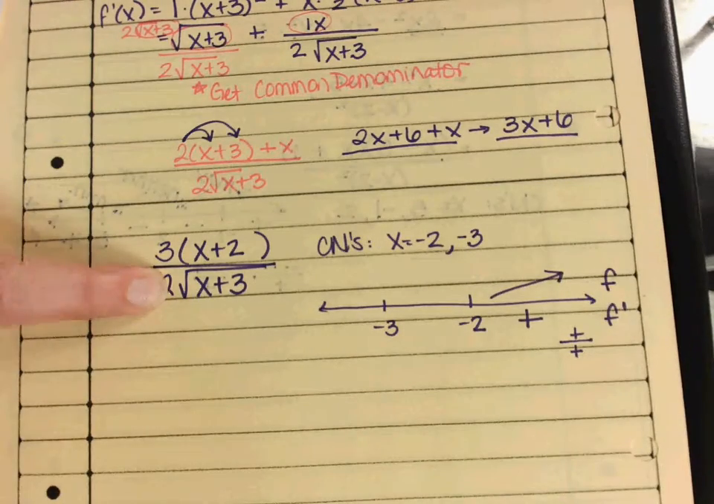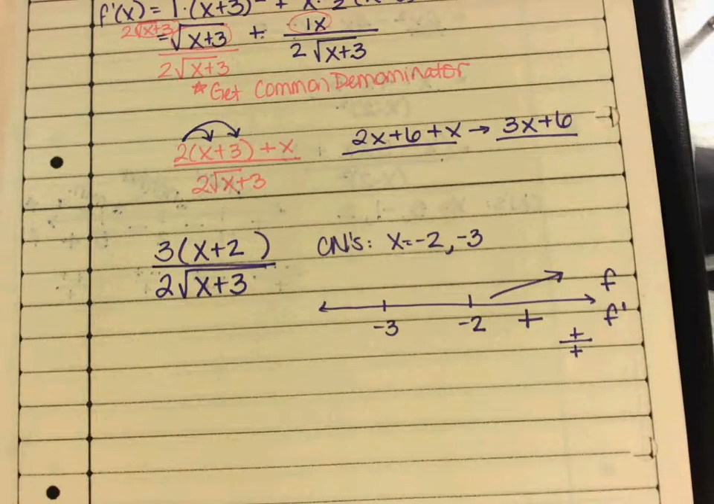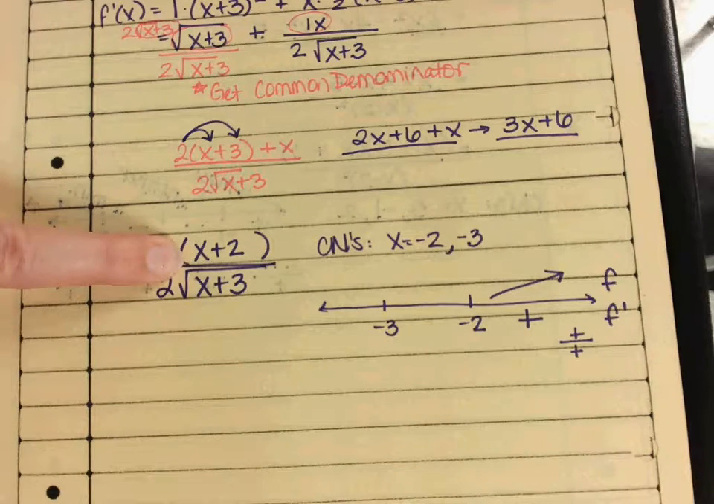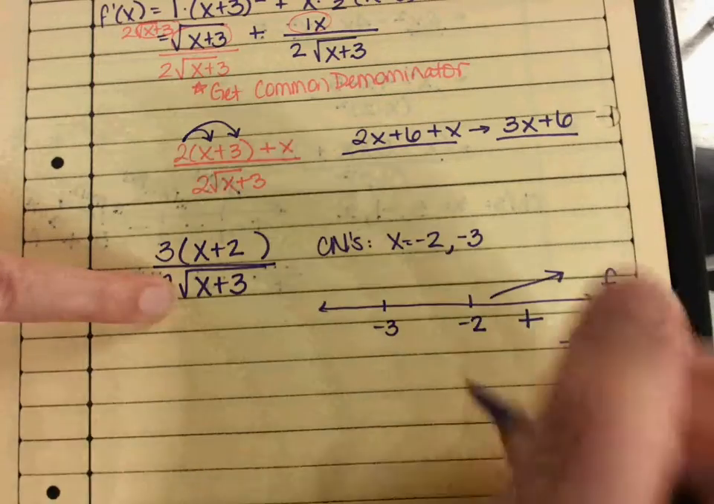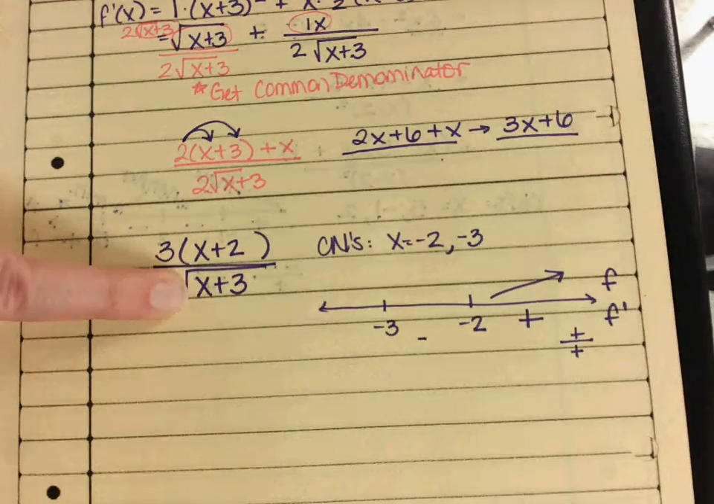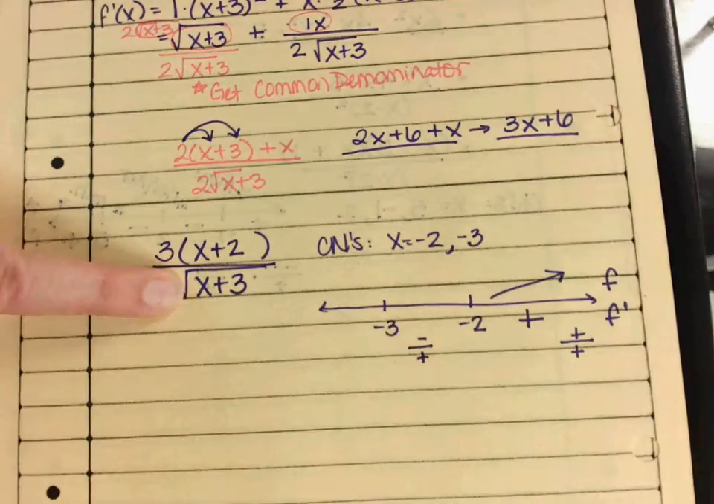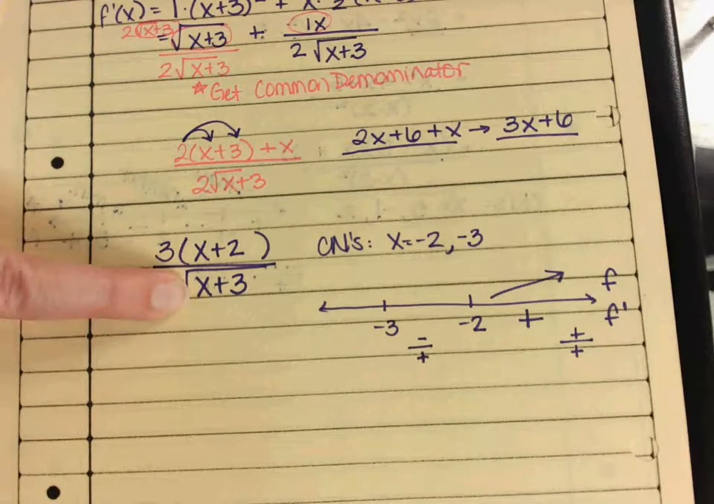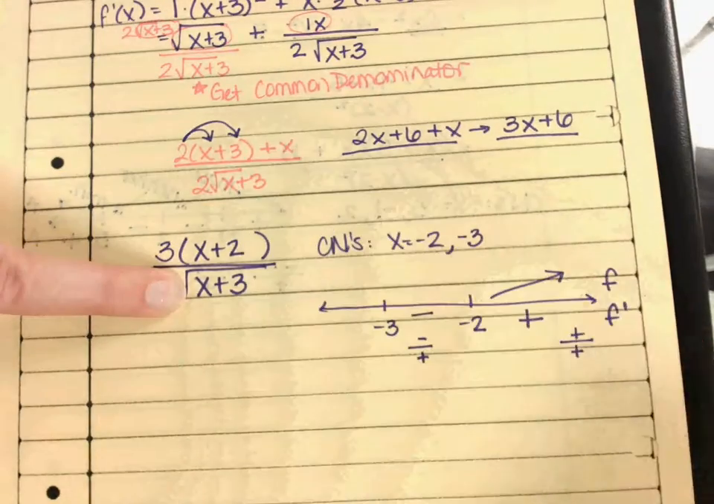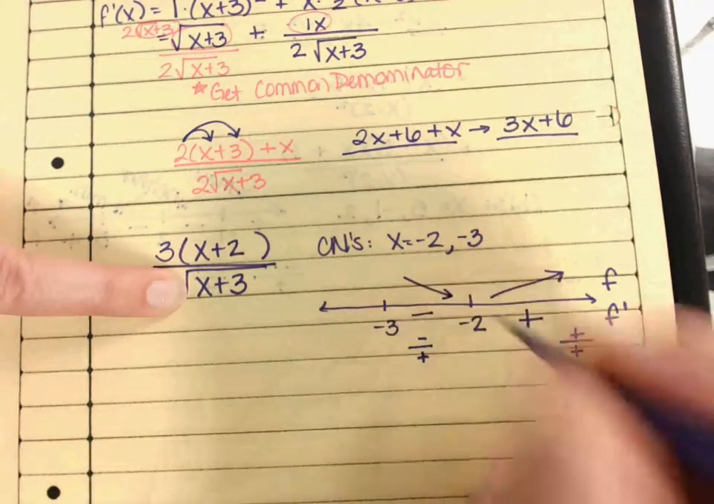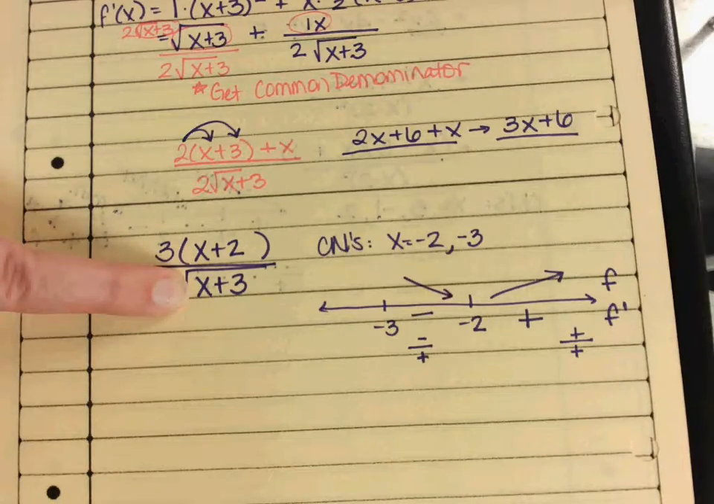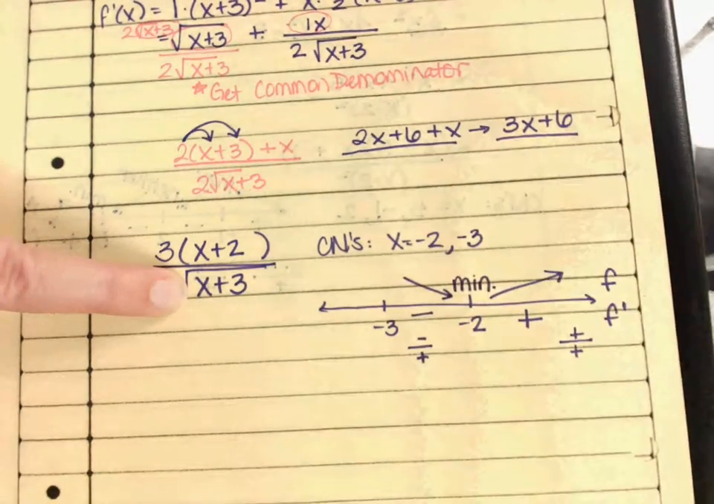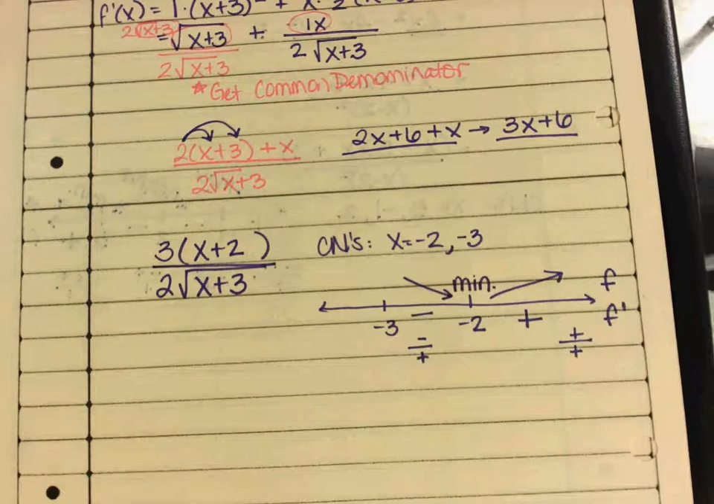Increasing. Okay, between negative 2 and negative 3, I'm going to pick negative 2.5. Question? No? Okay, on top, what is negative 2.5 plus 2? Negative. On bottom, what's negative 2.5 plus 3? Positive. Negative divided by a positive, what's the sign on that subinterval? Negative, which means f was doing what? Decreasing. Then what do I have at negative 2? Minimum.